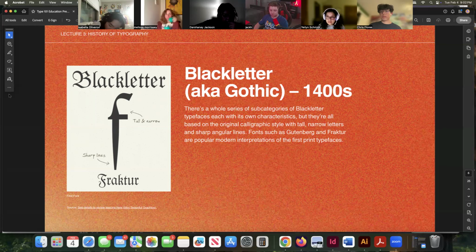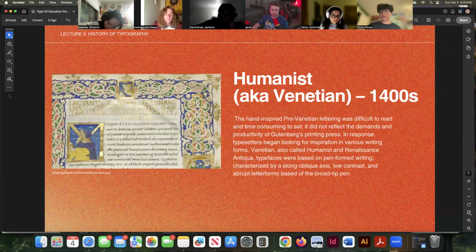There are a whole series of subcategories of black letter typeface, each with its own characteristics, but they're all based on the original calligraphy style with tall, narrow letters and sharp angled lines. Fonts such as Gutenberg and Fraktur are popular modern interpretations of the first print typeface. So then we get into the Humanist era, and this is also called the Venetian era.